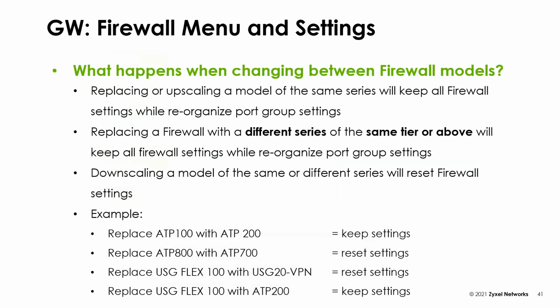So now another question we've gotten a lot of is, what happens if I decide to upgrade or downgrade the gateway at my customer location? As things stand right now, if you are trading up from, say, an ATP 100 to an ATP 200, all of the settings will be kept. However, if you are downgrading, say for instance from a USG Flex 100 to a USG 20, those settings will be reset and you'll have to reconfigure that.